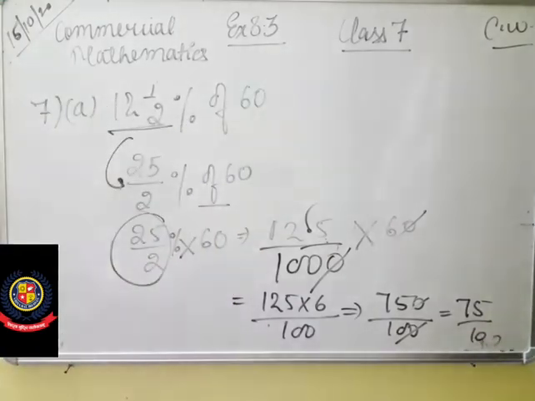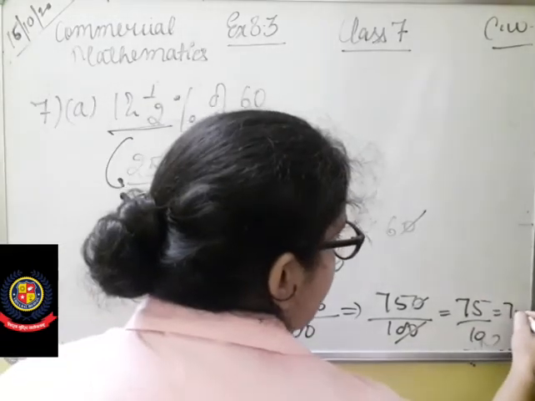So now there is 10. So before one digit you will put a point. So that means the answer will be 7.5.